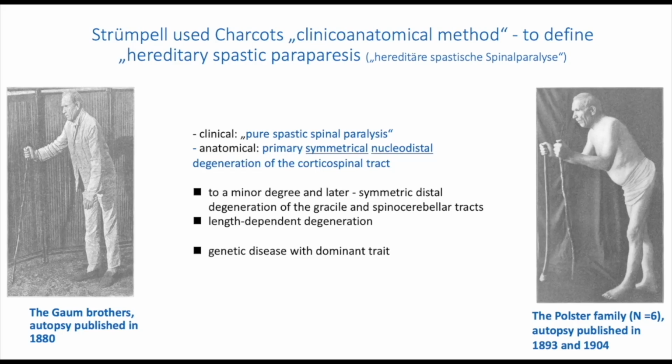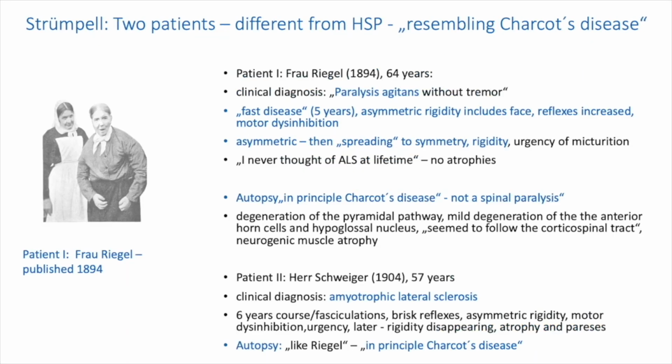I will tell you about the clinical causes of these patients, because before I get to the substance of my talk. The first patient was patient Riegel. She was 64 years old. Strümpel, at her lifetime, gave her the diagnosis Parkinson's disease, paralysis agitans without tremor.